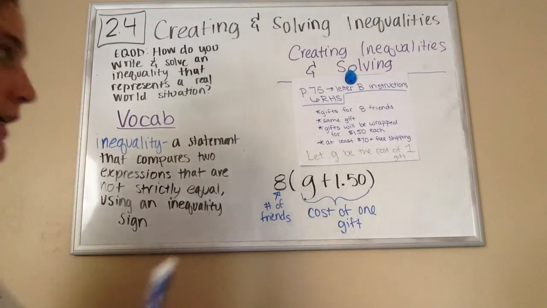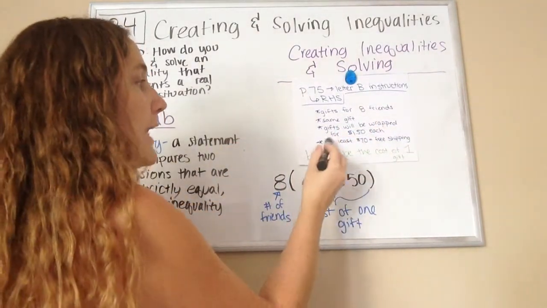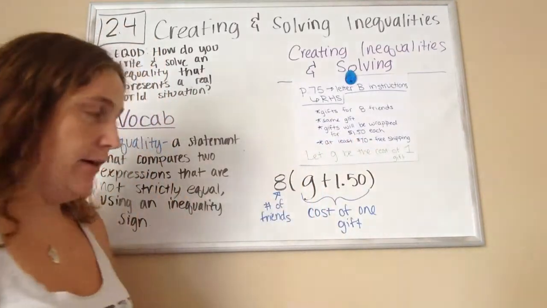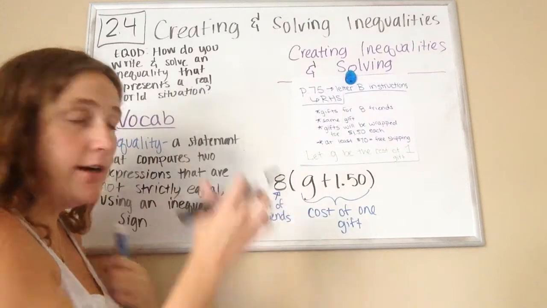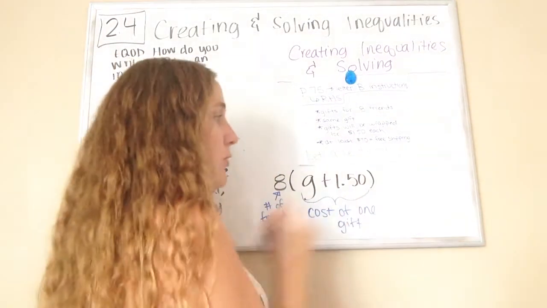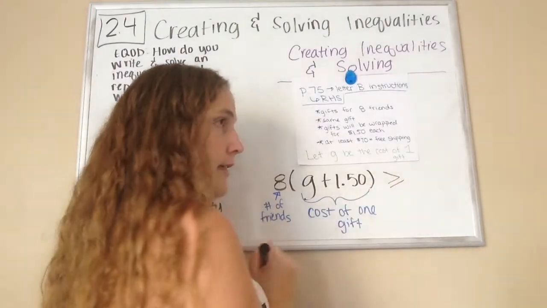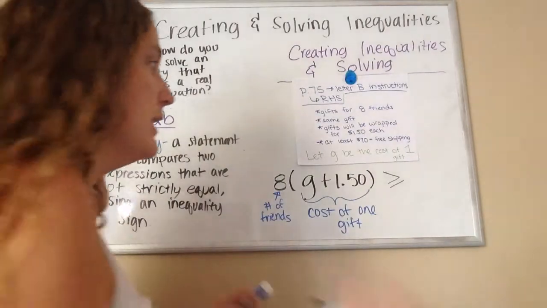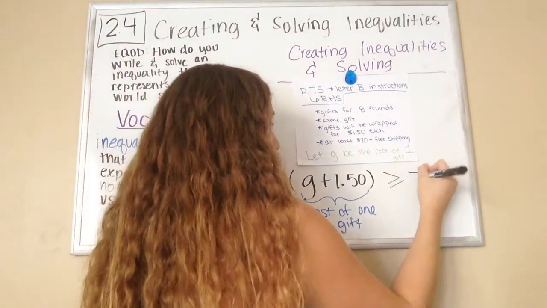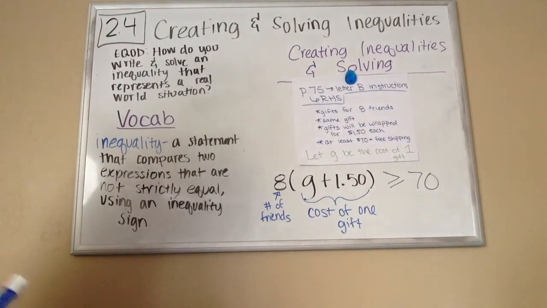And it says the very last piece, so we got this, all done. At least $70 is how much he needs to spend. At least. So if you look back in your chart, which symbol represents at least? It has to be greater than or equal to 70. Awesome. And then we've got our inequality.